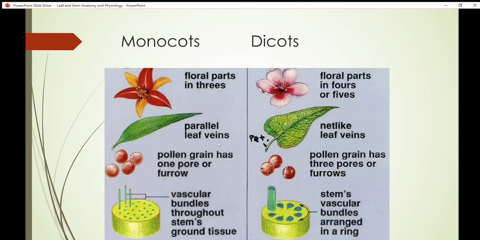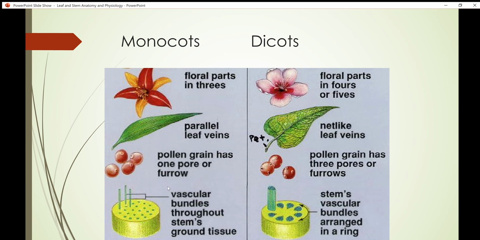Here's just another little diagram of monocots versus dicots. We see the floral parts in 3s, parallel leaves and veins. And then this is a new one, new information. Pollen grain has 1 pore or furrow. So mono means 1, and we see that as in 1 pollen grain, or 1 pore of the pollen grain.